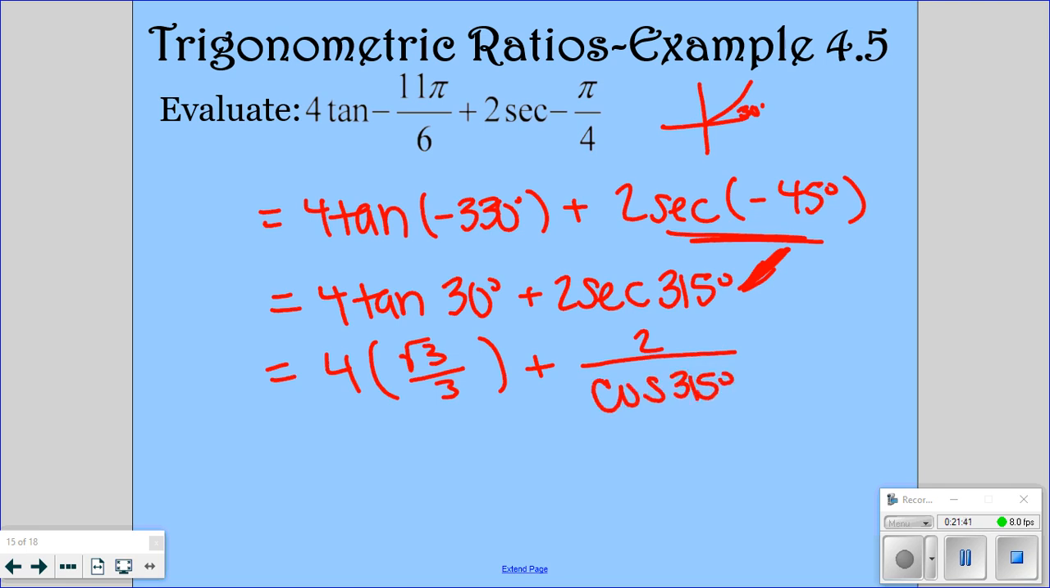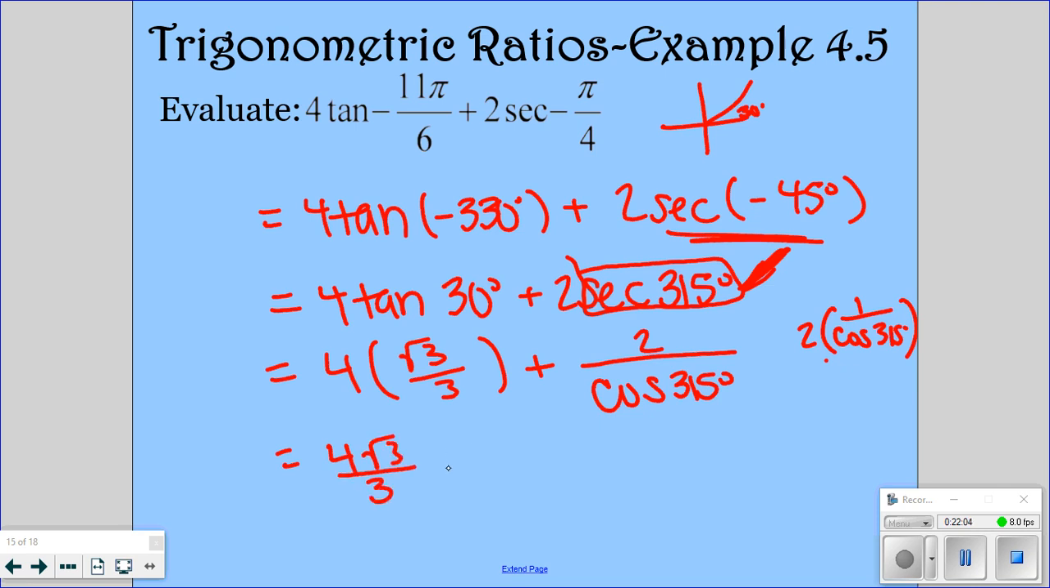And so I'm going to make it 2 over the cosine because we only need to do the reciprocal of this part right here. So you could do 2 and then times 1 over cosine of 315 if you would rather do it that way. Either one of them would be fine with me.